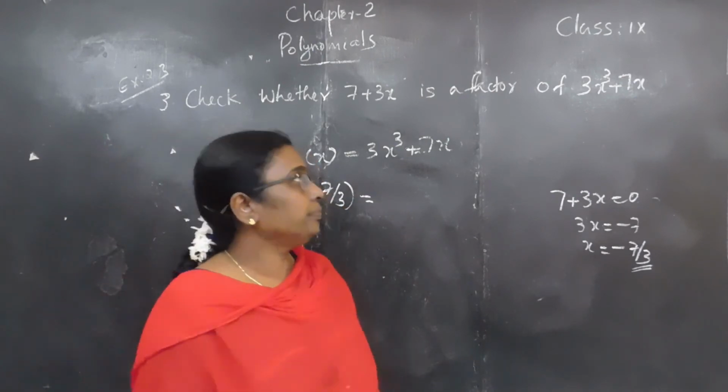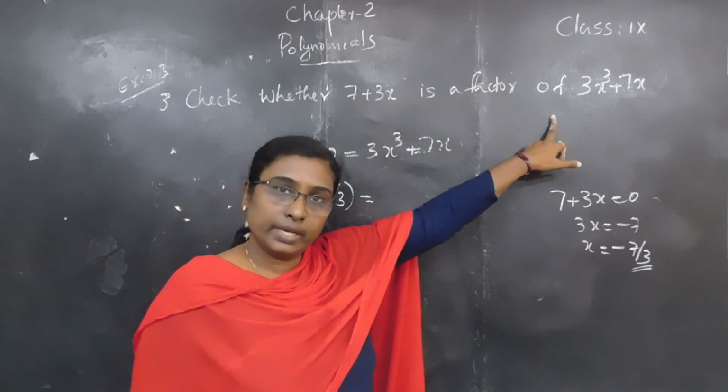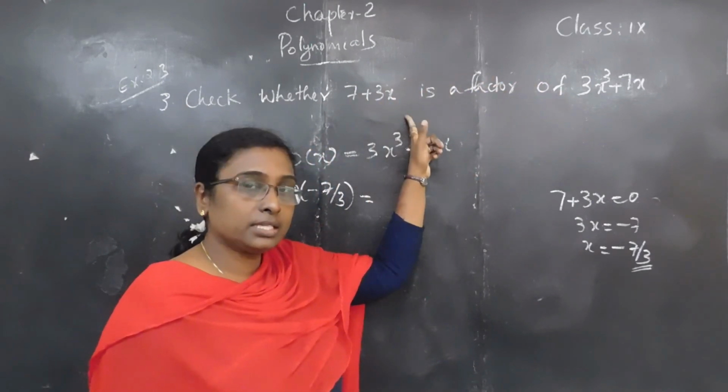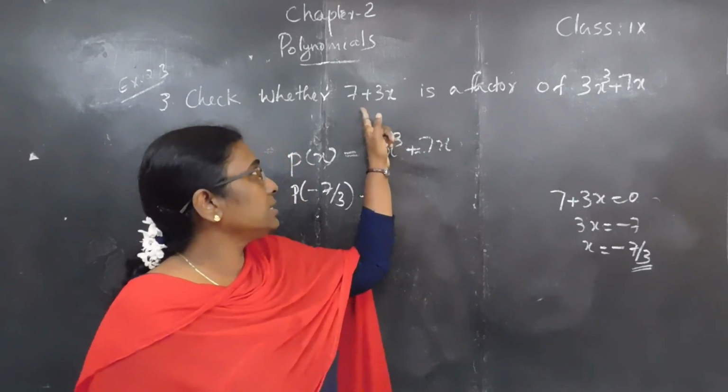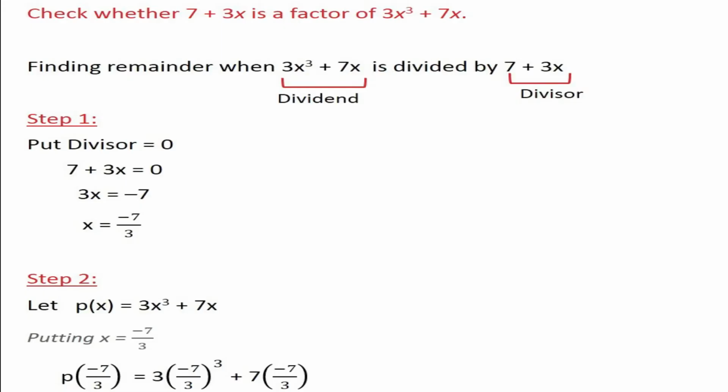Once again, we have to check whether 7 plus 3x is a factor of 3x cube plus 7x. How can we check this? Divide this polynomial by 7 plus 3x. If the remainder is 0, we can say that 7 plus 3x is a factor. So, for that we have to find the remainder. In order to find the remainder, first we find the 0 of the divisor. For that, put the divisor equal to 0. That is 7 plus 3x equal to 0, 3x equal to minus 7, x equal to minus 7 by 3. Therefore, in order to find the remainder, substitute minus 7 by 3 in the dividend.